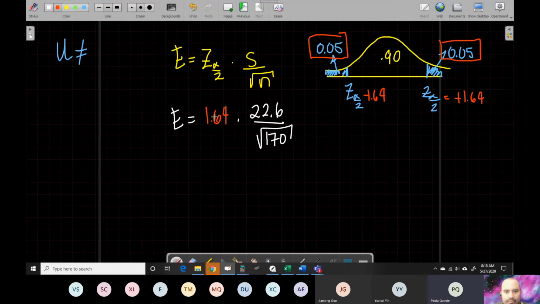Now we got to do this. We're going to multiply this by 2, and then we divide by that, or divide it, whatever word you want to use. All right, so if you have a calculator, you can work with me. I'm going to do 22.6 divided by the square root of 170. And that's going to give me a very long number, like 1.7333 something, times 1.64. So I'm going to multiply these two basically, and see what we have. 1.64. I'm trying to use as many decimals as possible.